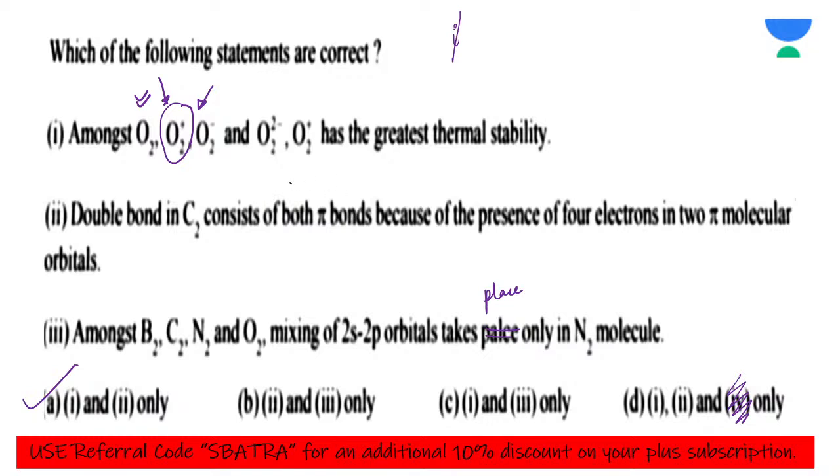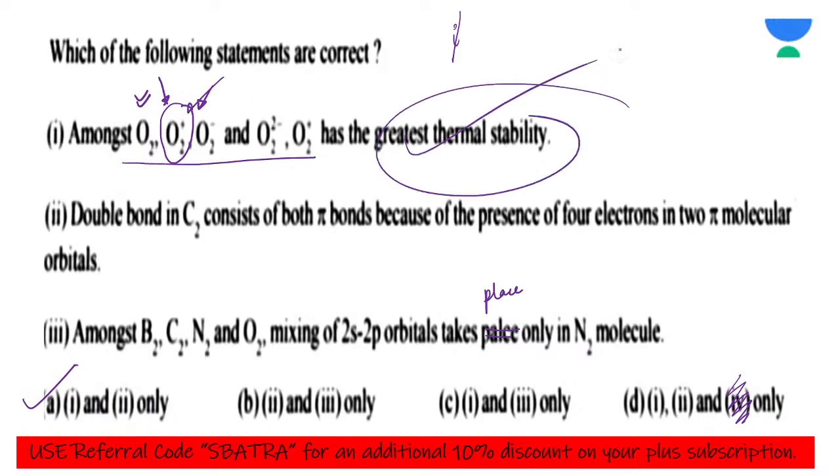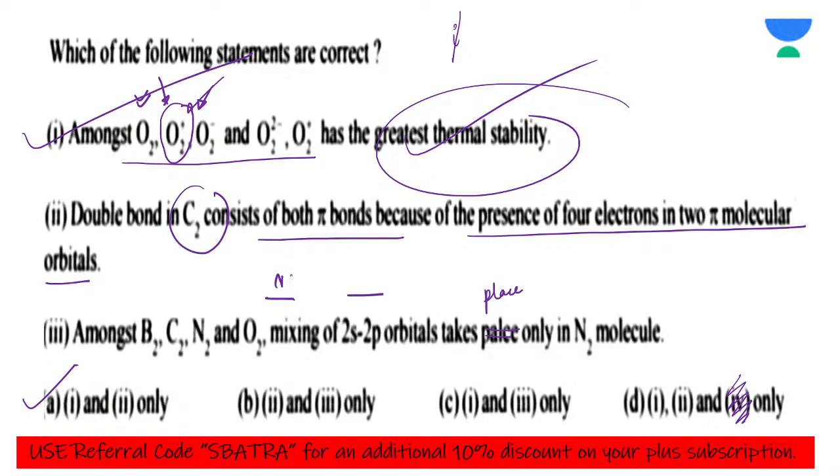If this is your order, what you can understand here is that it's definitely going to have the highest thermal stability, the greatest thermal stability. So option number A is absolutely correct. Next: double bond in C2 consists of two pi bonds because of the presence of 4 electrons and 2 pi atomic orbitals. Yes, it's also correct. You have two molecular orbitals and 4 electrons in these two molecular orbitals, so the second option is correct.